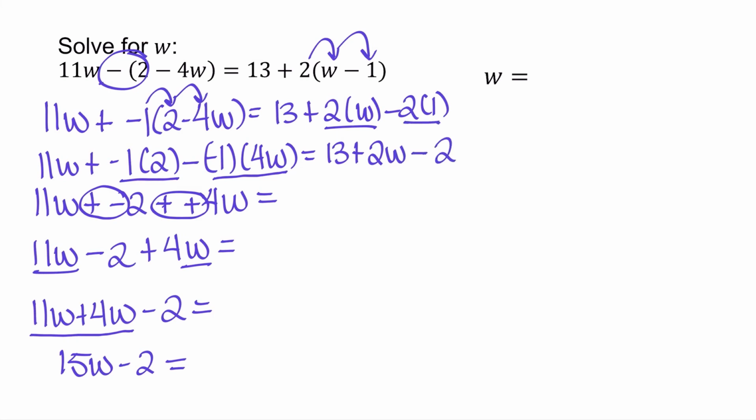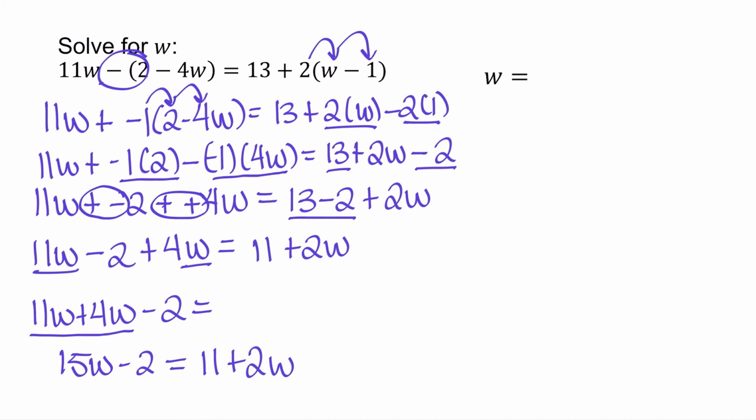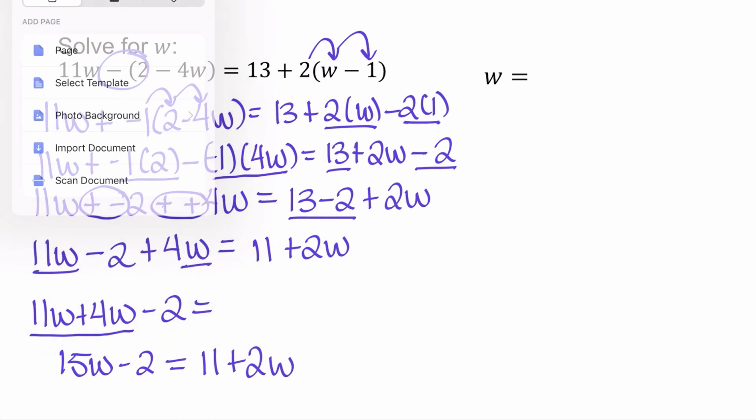So now I have some like terms that I need to combine in this equation. 13 and minus 2 are like terms, so I'm going to write them together. So I have 13 minus 2 plus 2w. Now I'm going to combine this 13 minus 2, which is 11, and then I have plus 2w. So 11 plus 2w is the simplified form of the right side of the equation. I'm going to write this on the next slide because I'm out of room. I have 15w minus 2 equals 11 plus 2w.